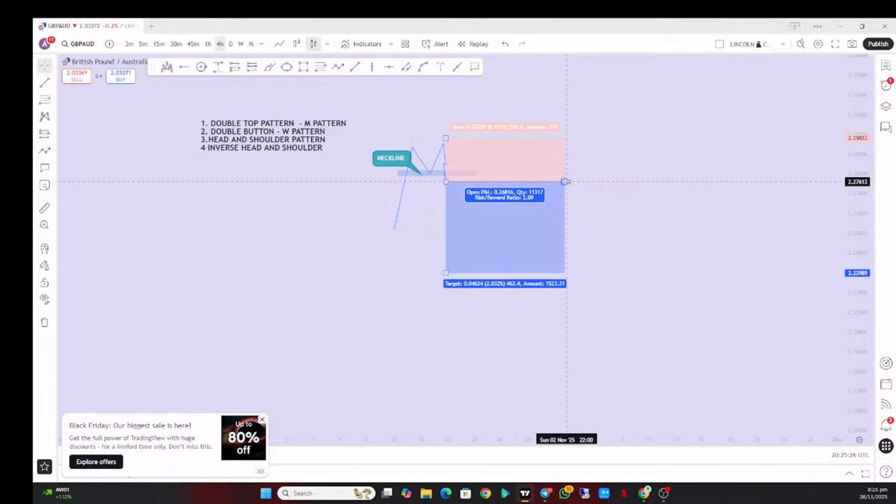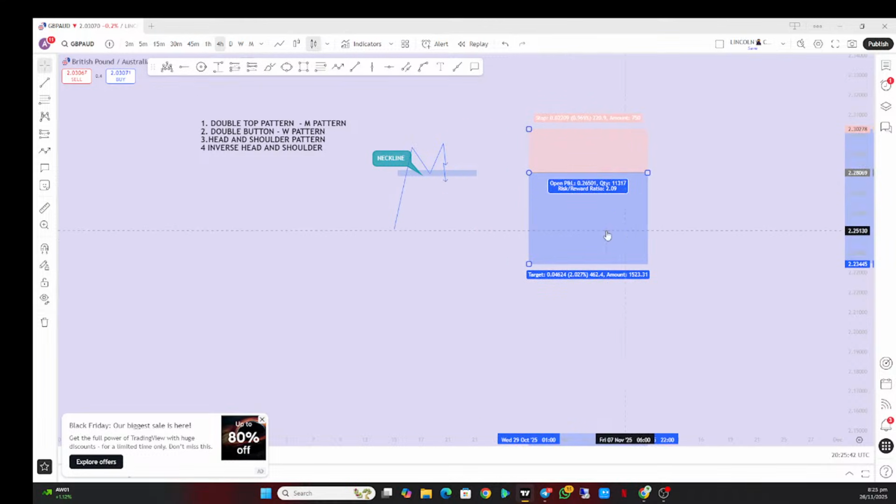Good. So I've given you two key scenarios. Wait for price to break and close the neckline. If price is able to break and close the neckline, that is where you enter for your sell position. Put your stop loss above the neckline. Right? Good.